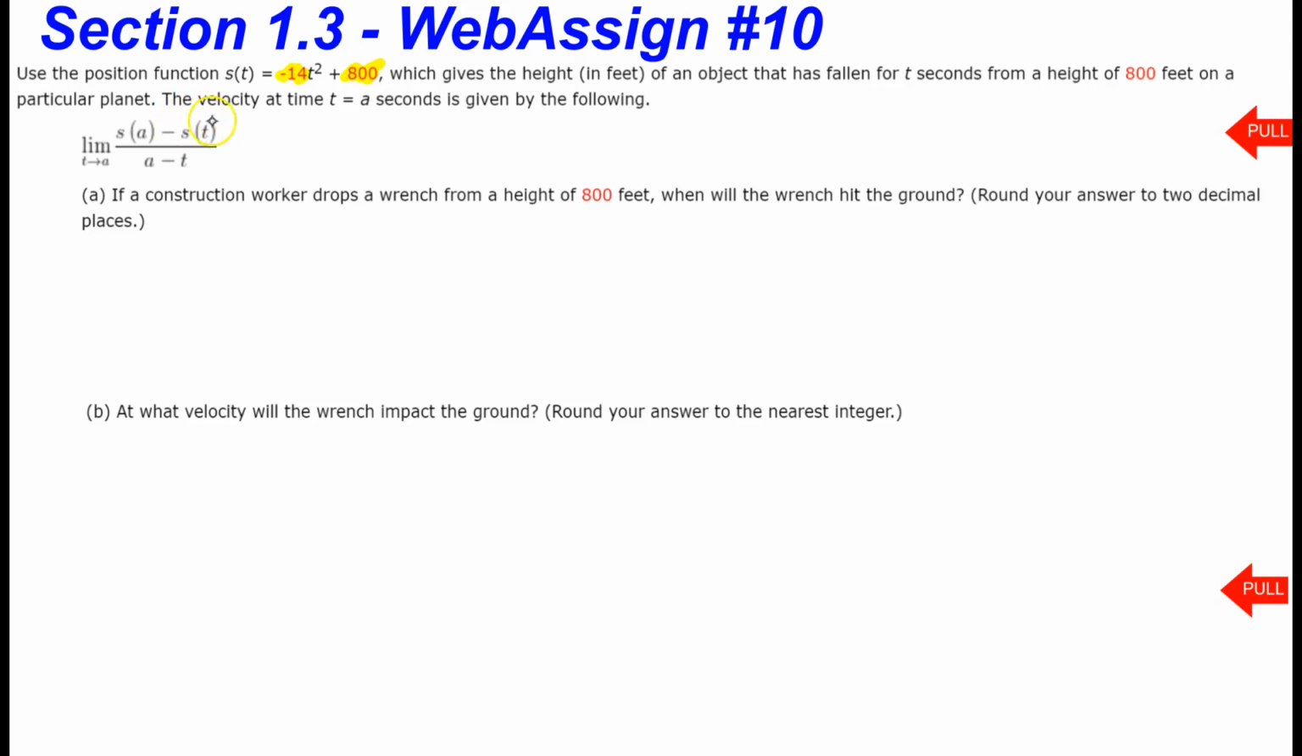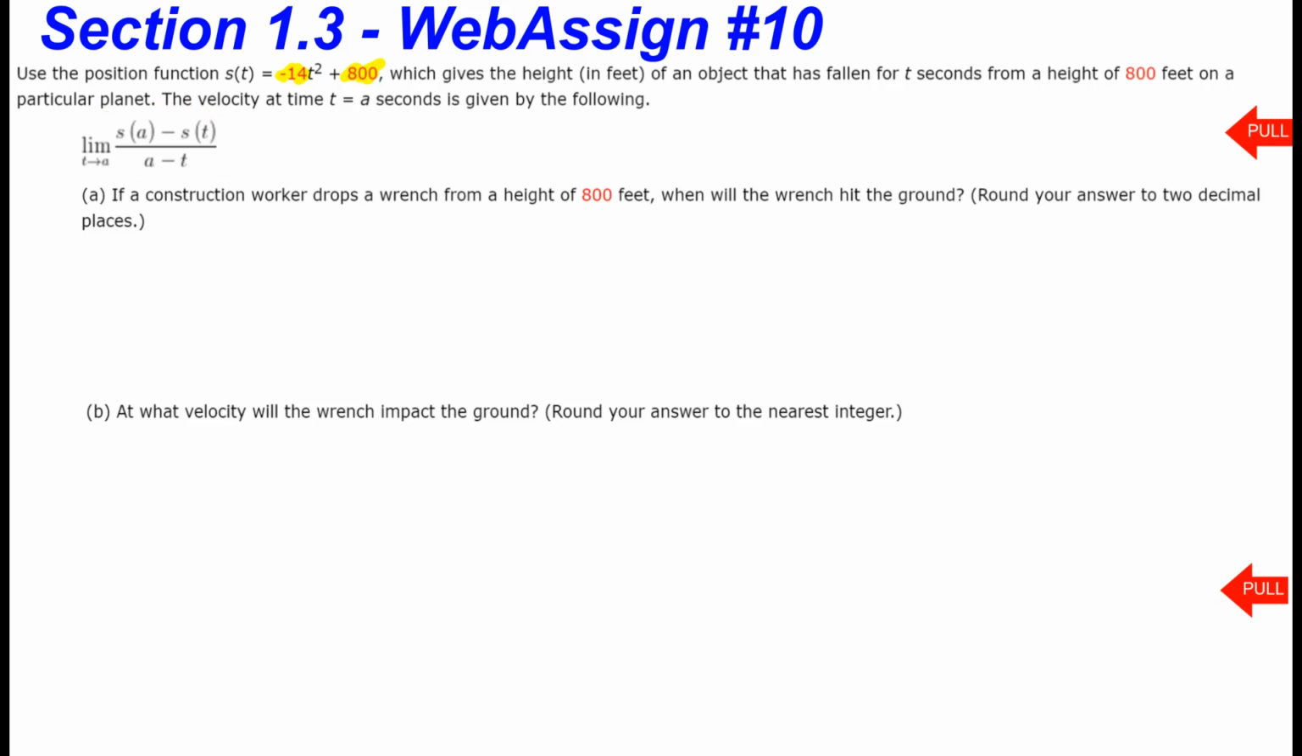They're also telling us that the velocity at time t equals a is given by the following, and it's a limit. So holy cow, it's the limit as t approaches a of s of a minus s of t over a minus t. So that's kind of crazy. This part of the problem is the one that many of you are kind of struggling with. So we'll get to that in a minute.